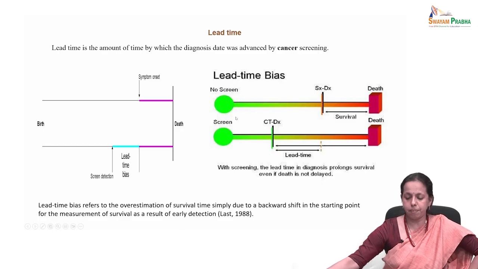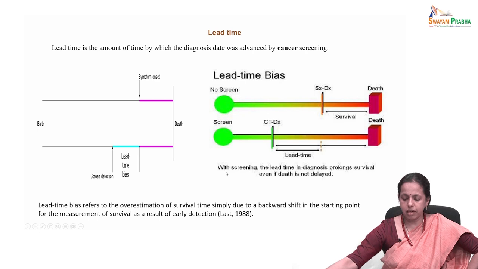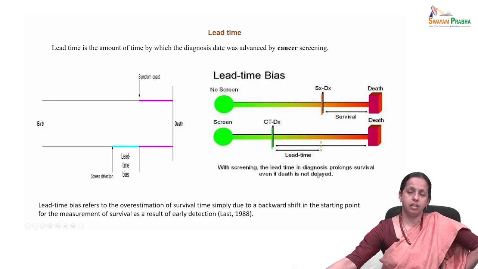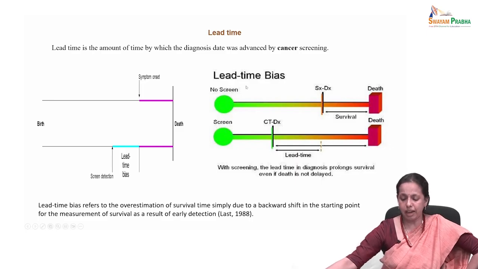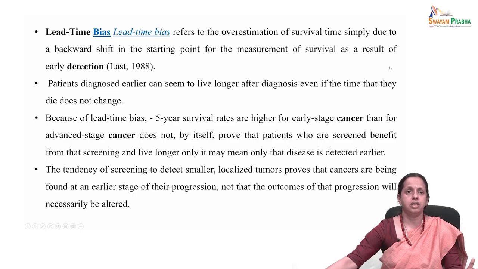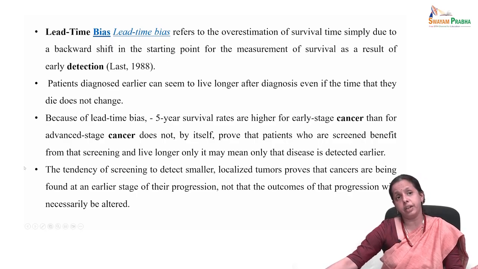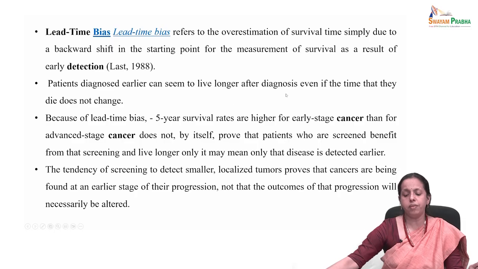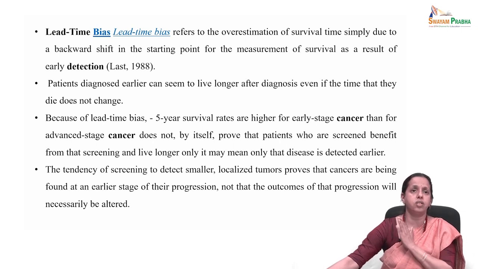Then, for example, you don't screen. With screening, the lead time in diagnosis prolongs survival, even if death is delayed or not delayed. This is your lead time bias, what we call it here. It is the backward shift in the starting point for the measurement of survival as a result of early detection. Patients who were diagnosed earlier can seem to live longer after diagnosis, even if the time they died, their end point, does not change.